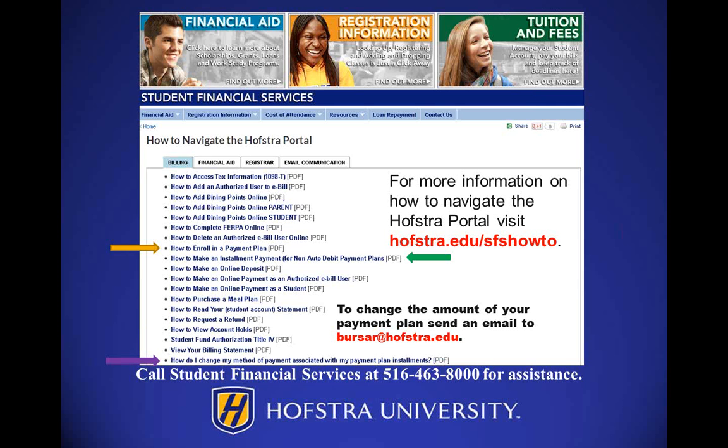If you ever need to change the amount of the payment plan, email the Bursar office directly at bursar@hofstra.edu. An additional set of instructions for those who choose the non-auto debit option is provided where the green arrow points, because you will need to return to the online payment system every month to make the payment. If you want to change your method of payment, the instructions are also provided where the purple arrow points.